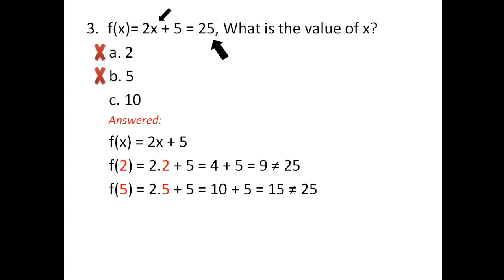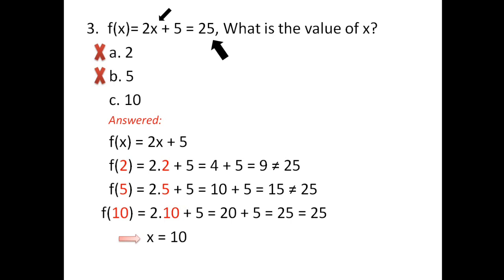Let's go on to answer choice C. We substitute x with 10. 2x plus 5 equals 2 times 10 plus 5. 2 times 10 equals 20. 20 plus 5 equals 25. Because 10 as input gives 25, the value of x is 10 from this function. So the correct answer is C.